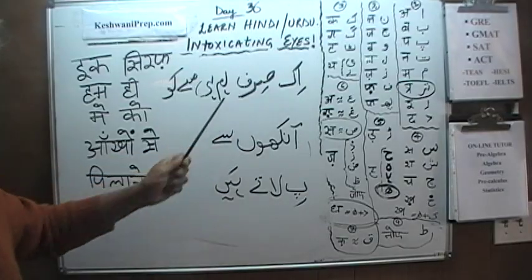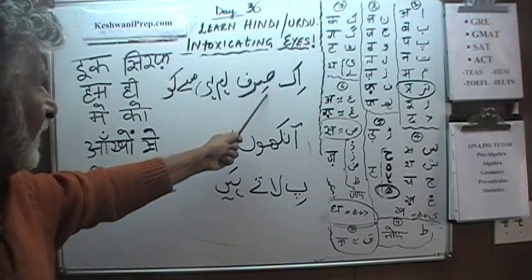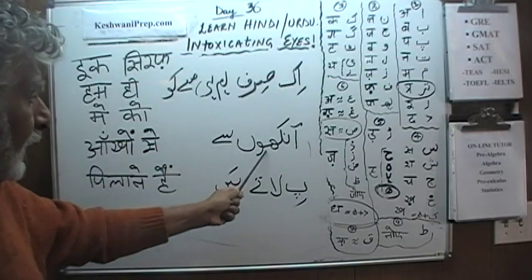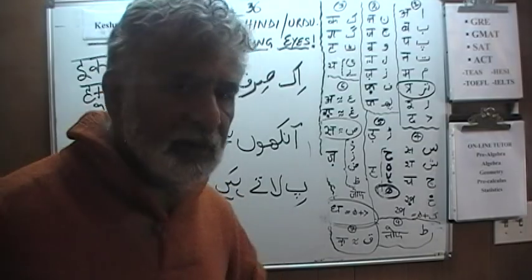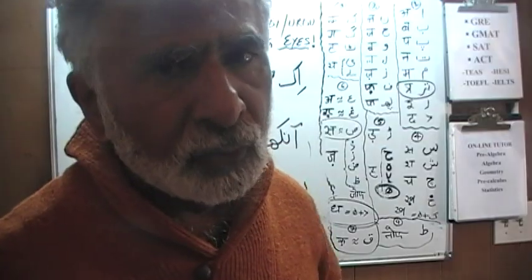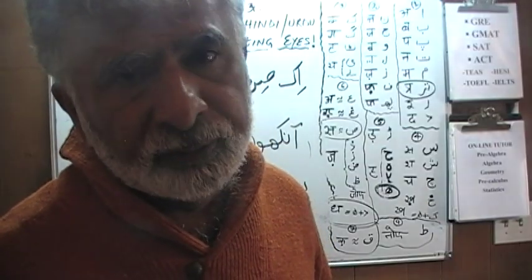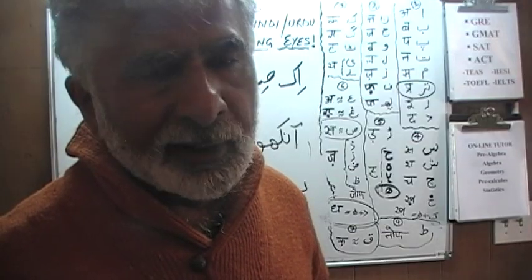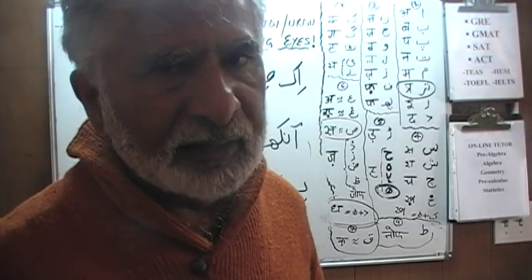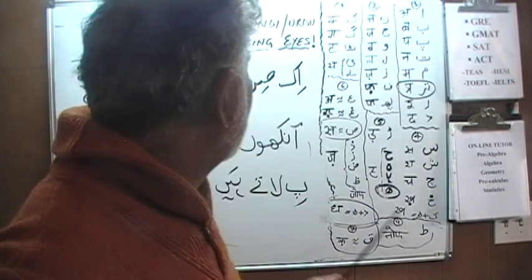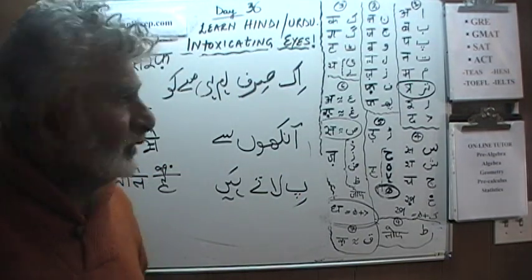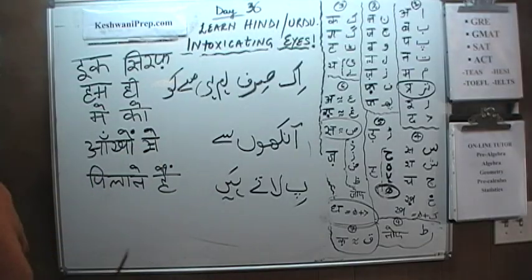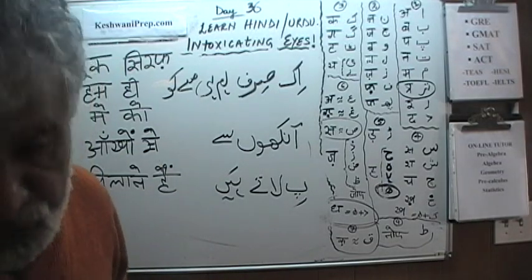एक सिर्फ हम ही, I am the only one. एक सिर्फ हम ही मैं को, alcohol को, शराब को आँखों से पिलाते हैं. I am the only one who can make you drunk with my eyes. I am the only one in town where you can get drunk just by gazing at my eyes, at my beautiful eyes, at my intoxicating eyes. एक सिर्फ हम ही मैं को आँखों से पिलाते हैं. Let's go on, see what she says next.